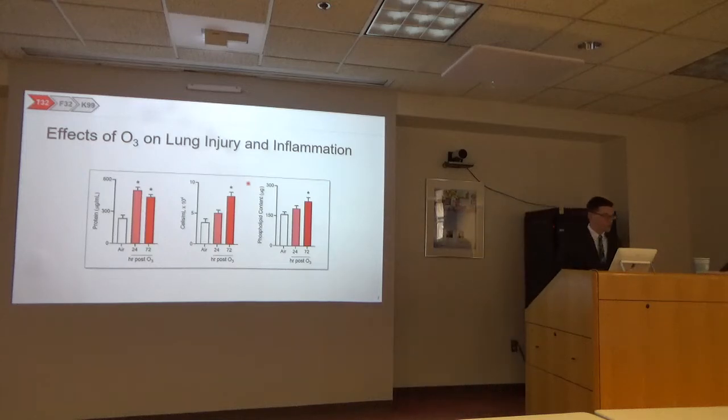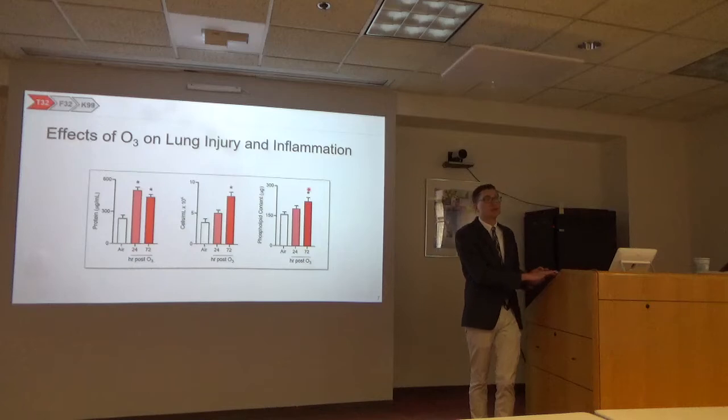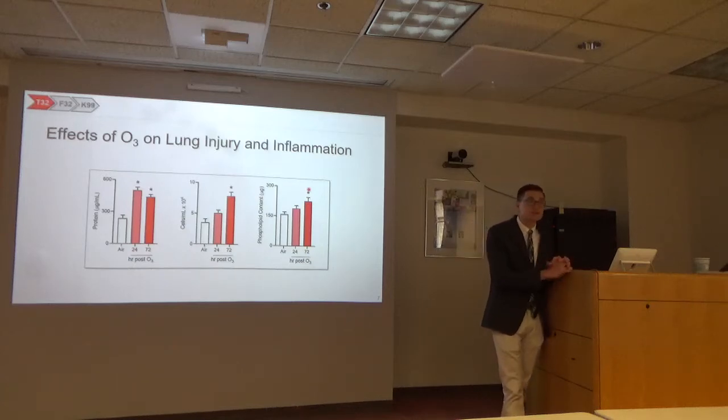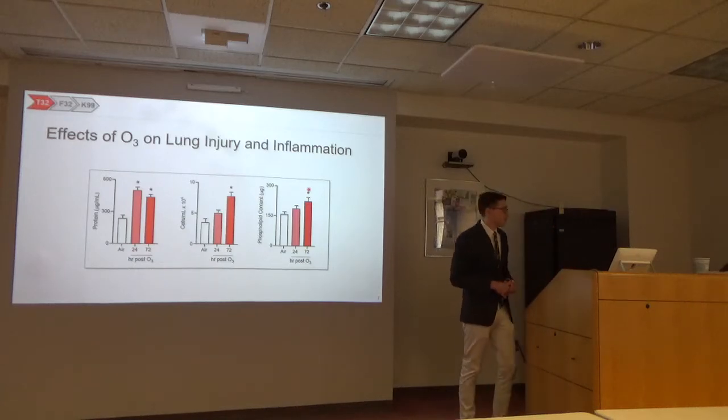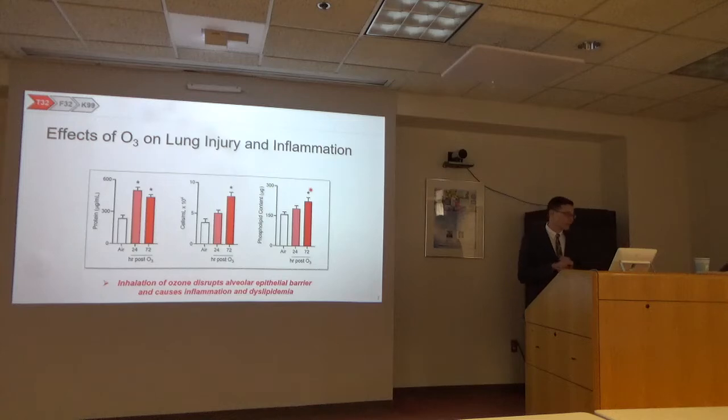We also quantify the amount of phospholipids present using a colorimetric assay. Here we saw a subtle increase at 24 hours post-exposure, and a significant increase in the amount of phospholipids present at 72 hours post-exposure. So this is telling us that there's some sort of disruption in lung lipid homeostasis. This could be due to disruption of alveolar type 2 cell function. All this to say, exposure to inhalation of ozone disrupts the alveolar epithelial barrier, causes inflammation and dyslipidemia.